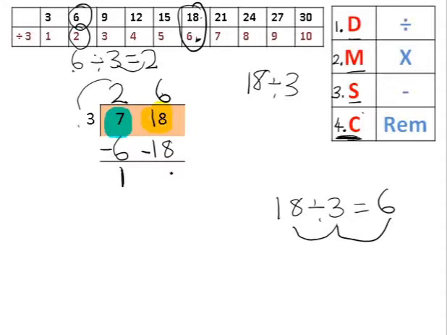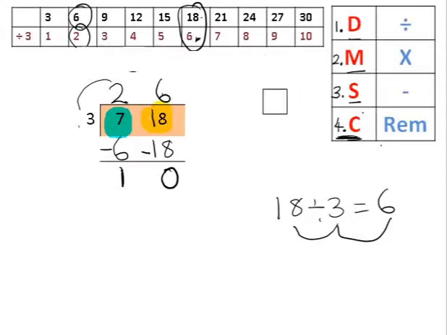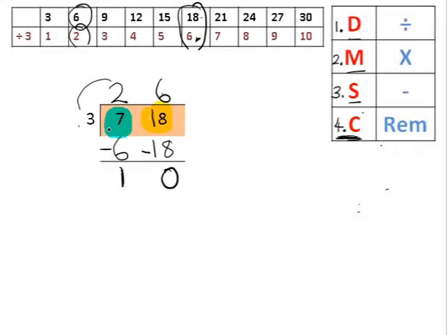Subtract to see if we have any remainders. No remainders, therefore we do not need to carry. If there's no remainders, we don't carry. So let me just clear up the side working sums out so that you can see our answer more clearly. 78 divided by 3 is 26. That is your answer. All right.